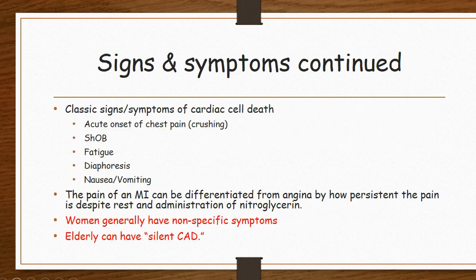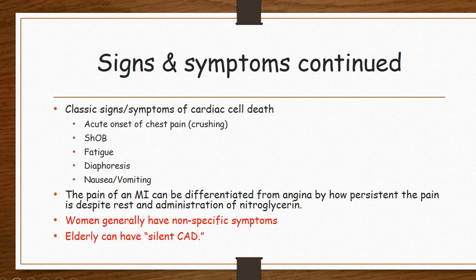Now remember, we're talking about stable versus unstable. So stable is going to be resolved with rest and nitroglycerin. Unstable is not resolved. It's going to be relieved with opiates, and it's not cured with opiates. It's going to get better with opiates. When the opiates wear off, then you're going to have pain again until the situation is fixed, and the only way to fix it is surgical intervention.